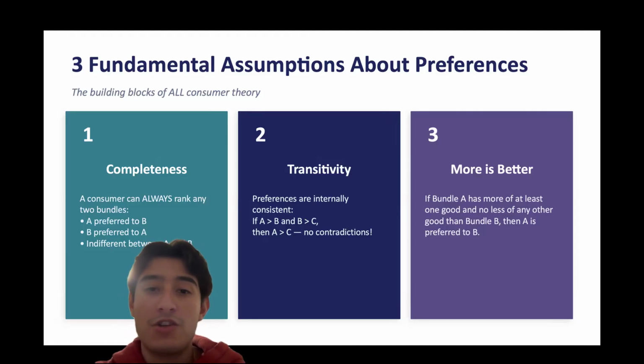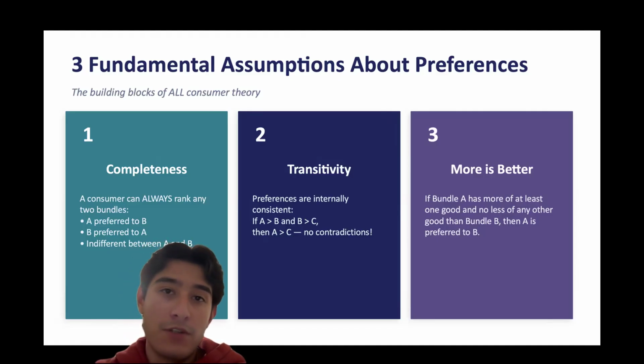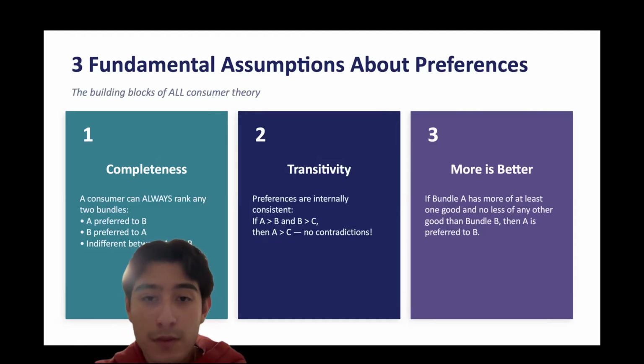The second assumption is transitivity. This means preferences have to be logically consistent. If you prefer pizza over tacos, and tacos over salad, then you must prefer pizza over salad. No going in circles. If your preferences went pizza over tacos, tacos over salad, but then salad over pizza, that would violate transitivity and our model would just completely break down.